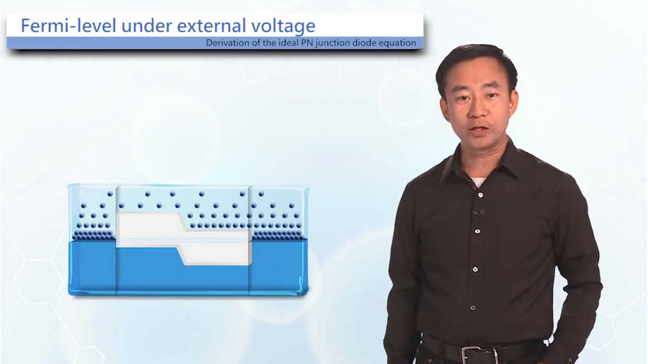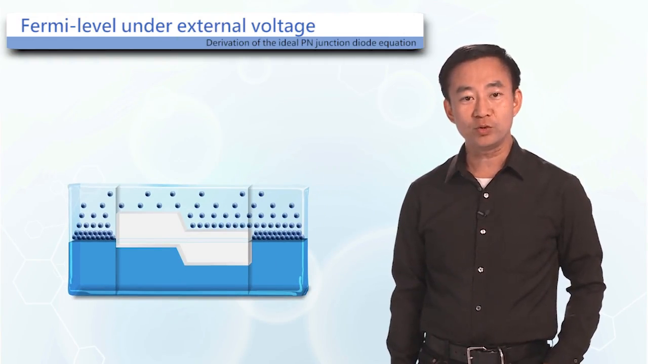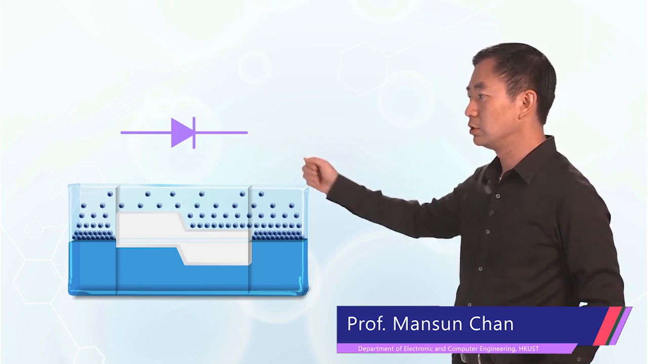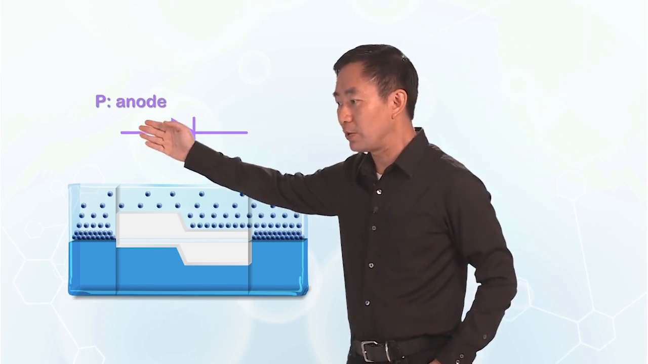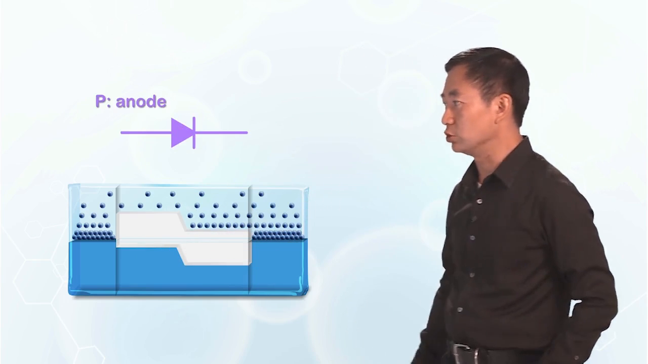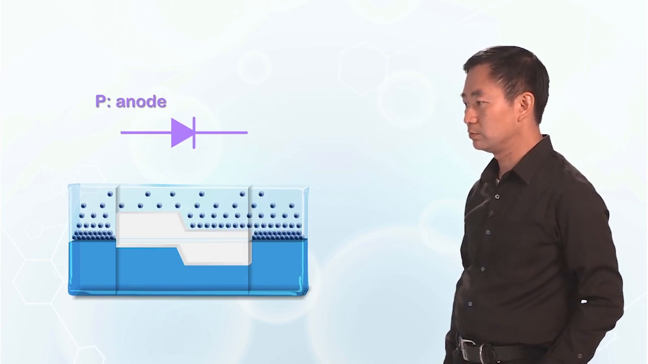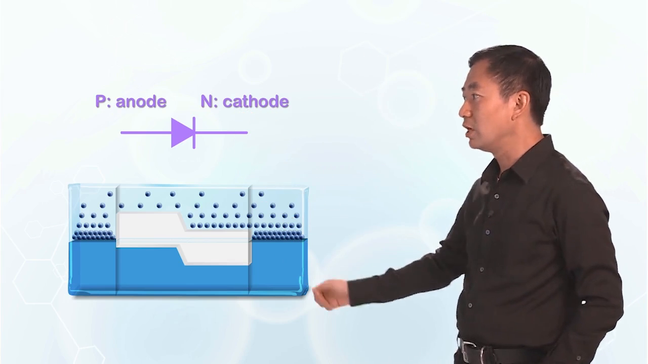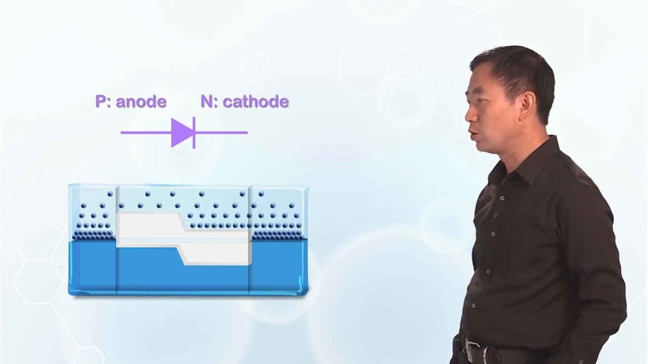Before applying a voltage to the p-n junction, we have to define the polarity first. For a p-n junction, the symbol is shown here. The left terminal here represents the p side of the p-n junction, and it's also called the anode. The right terminal here represents the n side of the junction, and is also called the cathode.